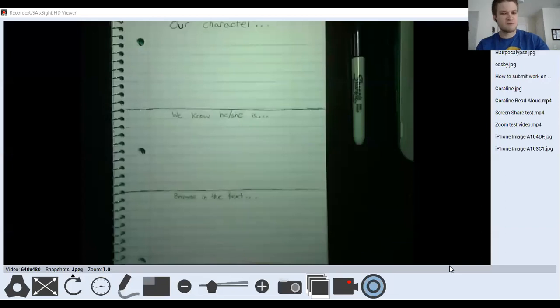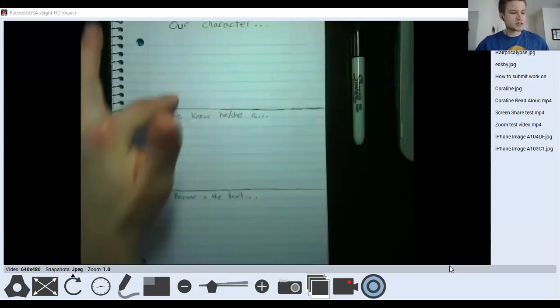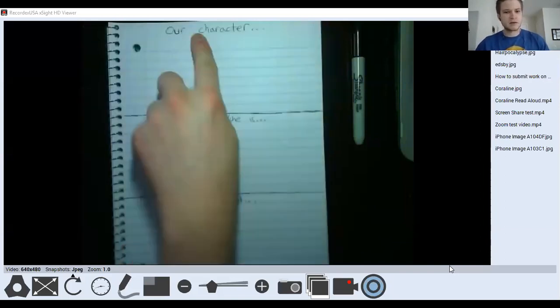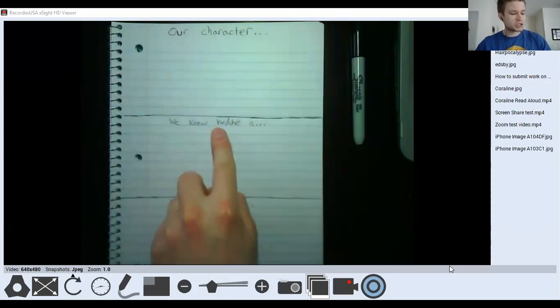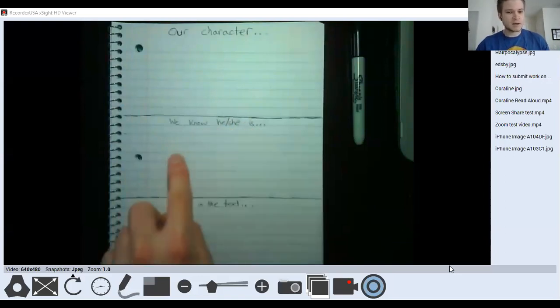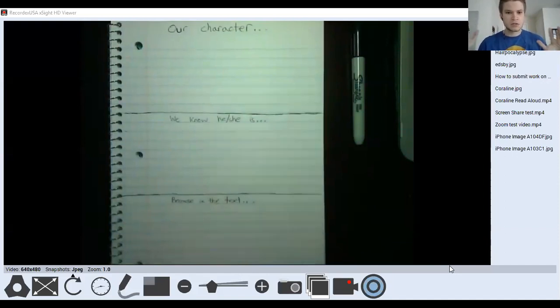So what I have here is my document camera. I have my notebook here that I would use in class, and I'm going to show you what I'm talking about. You notice that this piece of paper is broken down into 3 sections. Our character, blank. We know that he or she is blank because in the text, blank. So, like our objective said, we need to be able to describe these characters using the illustrations and the text as well. So I'm going to show you how I would do that.